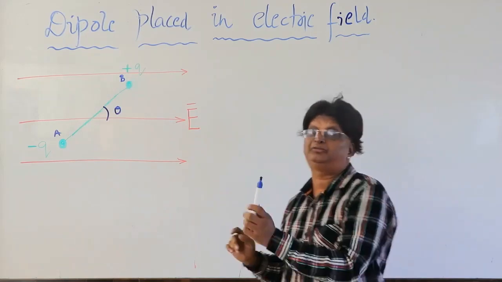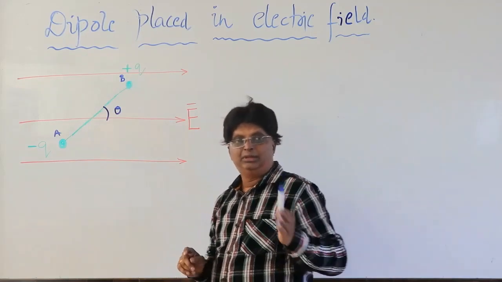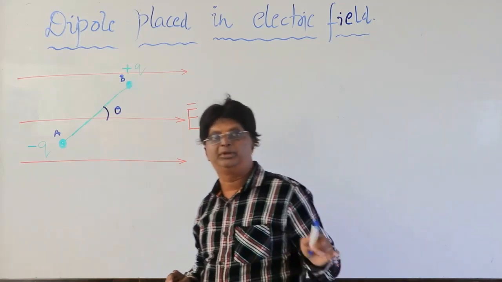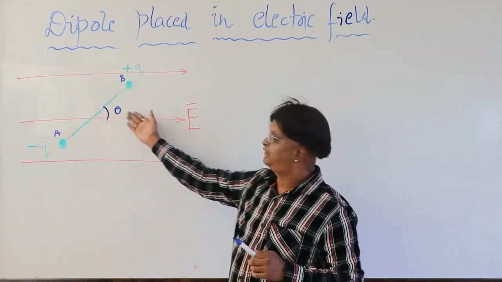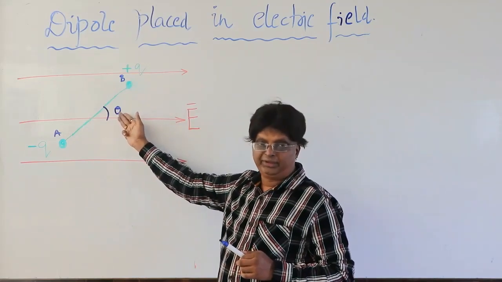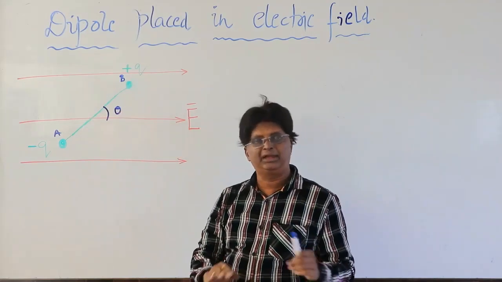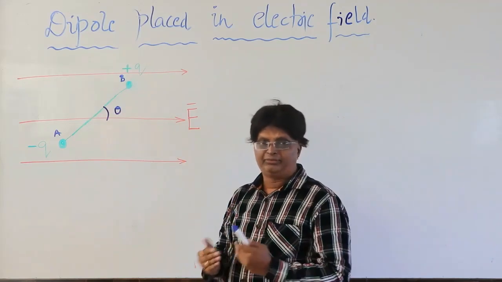Consider a dipole of length 2a, and a dipole moment small p, placed in a uniform electric field at an angle theta. Maybe in the bracket you can write: angle between P bar and E bar is theta.